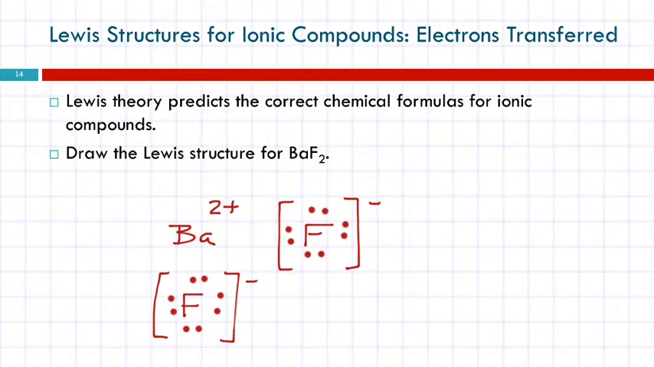So Lewis theory predicts that the formula for barium and fluorine together would be BaF2 because you need 2 fluorides to take the electrons from the barium. Any questions?